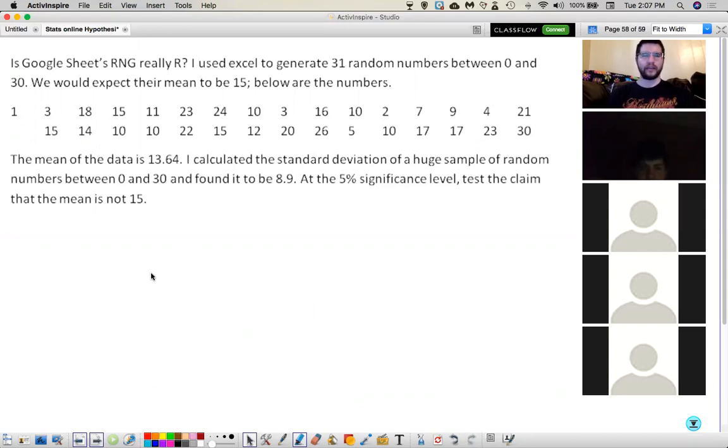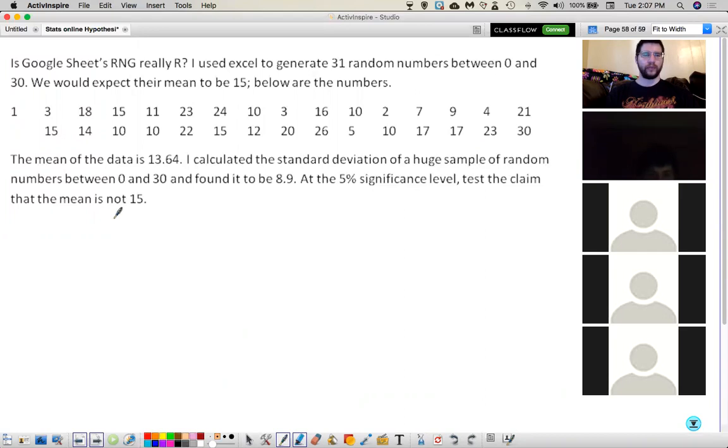The mean of the data is 13.64. You're welcome. I didn't make you type all that in. I calculated the standard deviation of a huge random sample of random numbers between 0 and 30. It was like 700 numbers I just dragged down and found it to be 8.9. I did that like 5 times. It's between 8.8 and 9.1. So 8.9 it is. At the 5% significance level, test the claim that the mean is not 15.